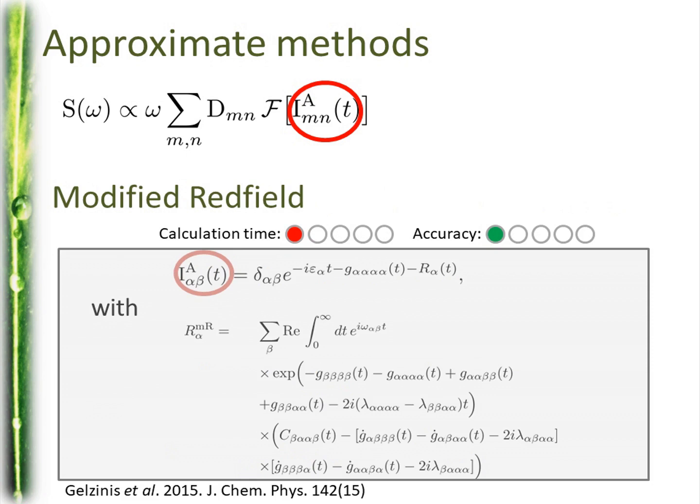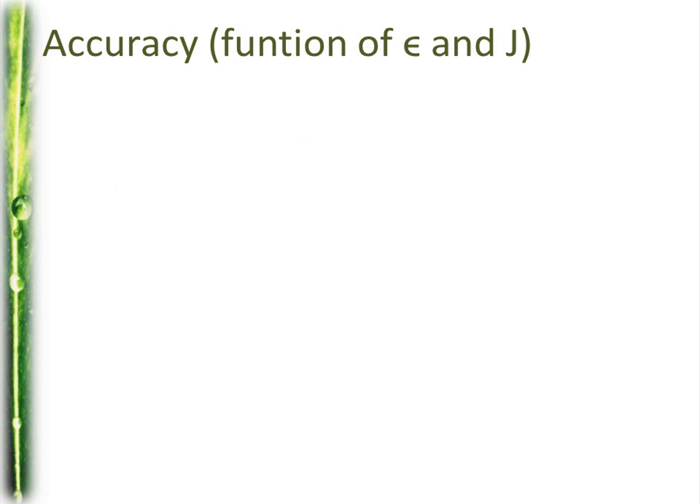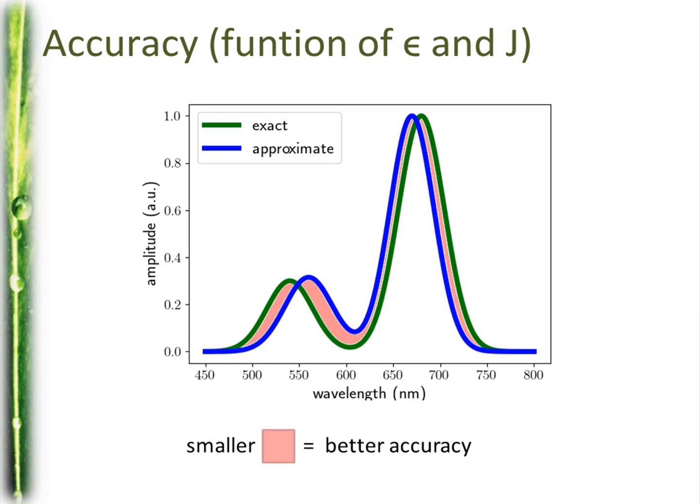The modified Redfield method and the standard Redfield method are fast, but inaccurate. Because of their speed and ease of implementation, the Redfield and modified Redfield methods are often used in literature for the calculation of spectra. The accuracy of the approximate methods can be investigated in more detail by quantitatively comparing the approximate spectra with exact spectra.